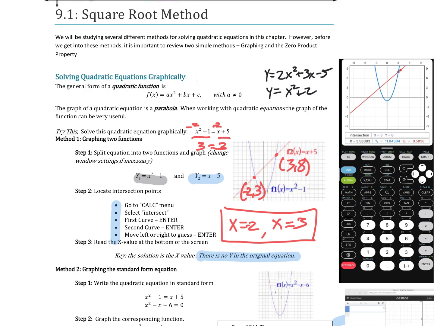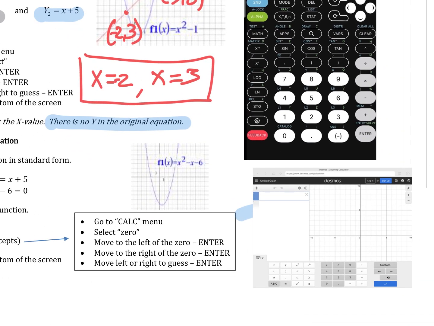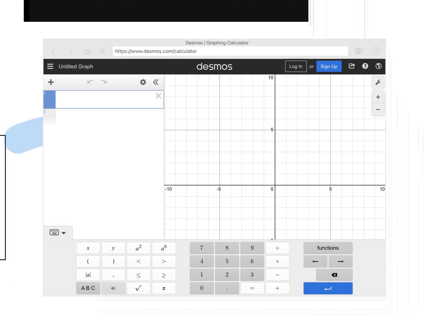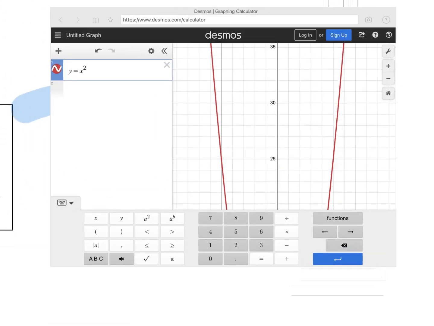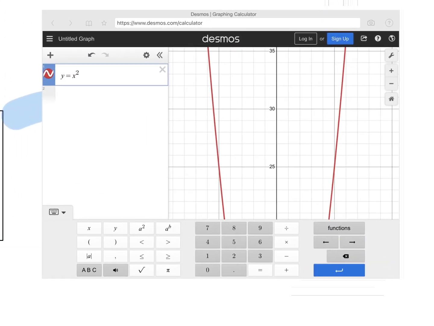Now this can also be done on Desmos, on a Desmos graphing calculator, which you can get at desmos.com there. And so we can enter the two equations there. The two sides of our equation, right? We had x squared minus 1. So let's go to x squared minus 1.